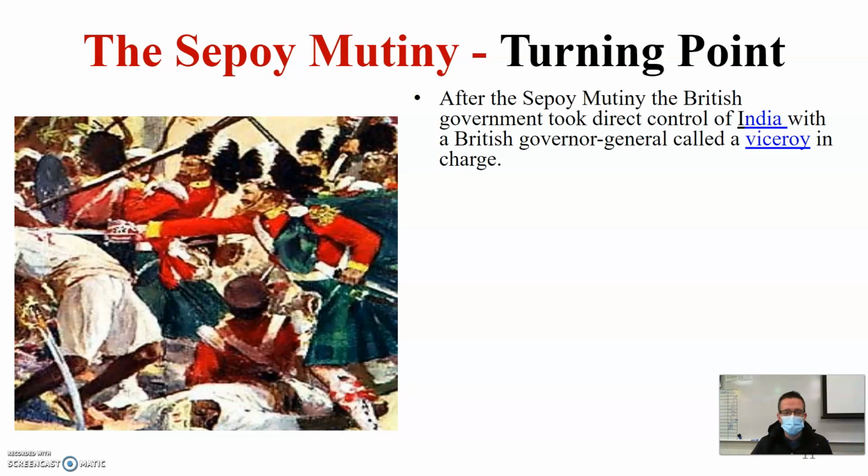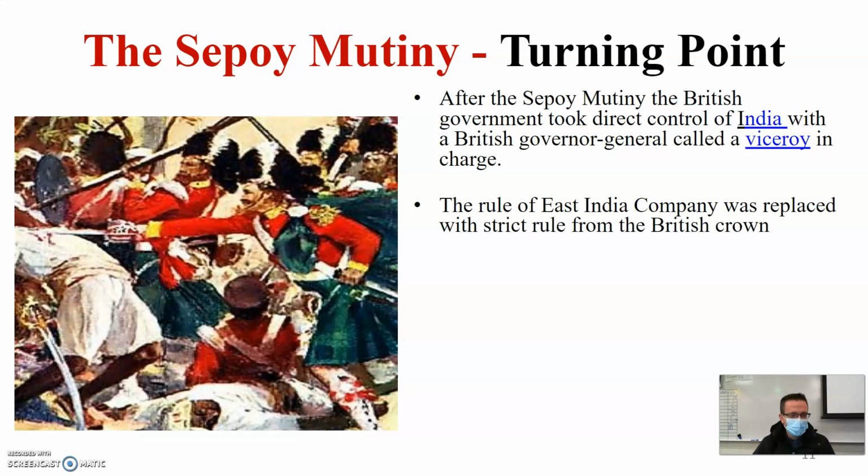So after the Sepoy Mutiny, the British government took direct control of India, with a British governor called a viceroy in charge. The company no longer was in charge of the country, the economy, and basically how everything is run, the government. It was replaced with strict rule from the British Crown. They actually sent their own military troops. There were fewer Sepoys. There were some still, and some were loyal, but now they relied more on actual English troops.